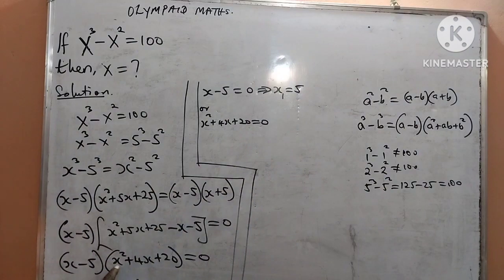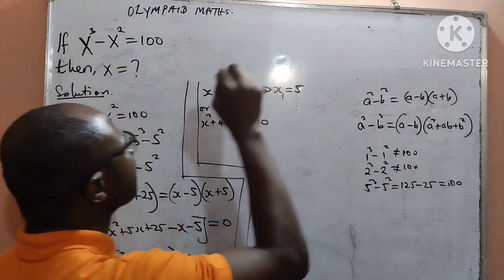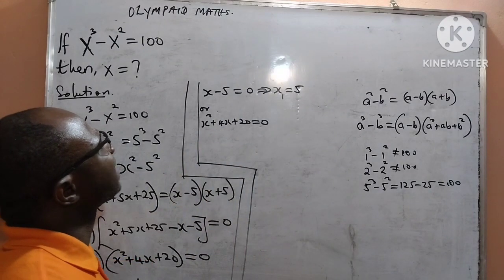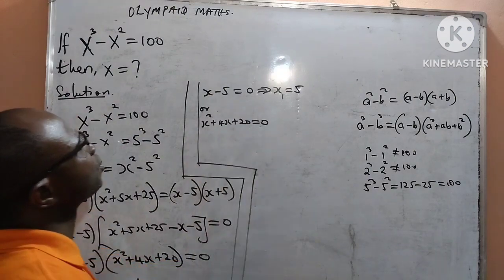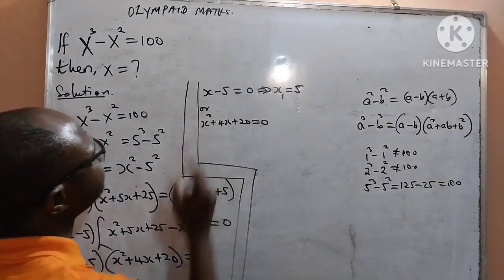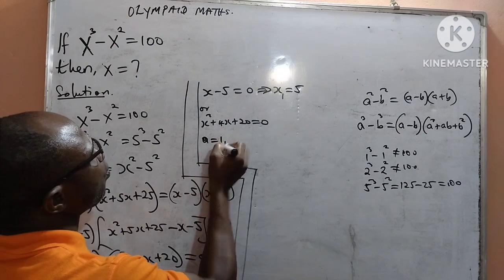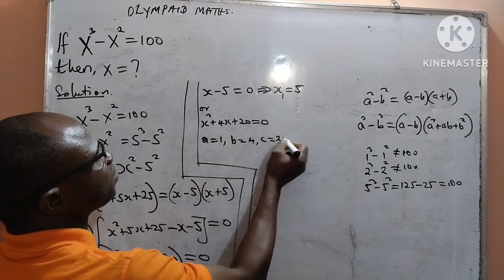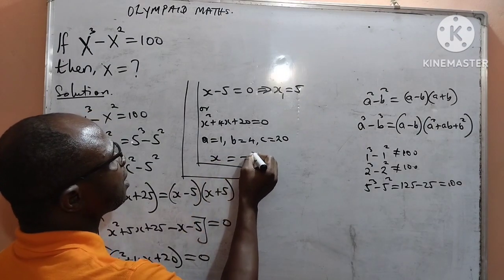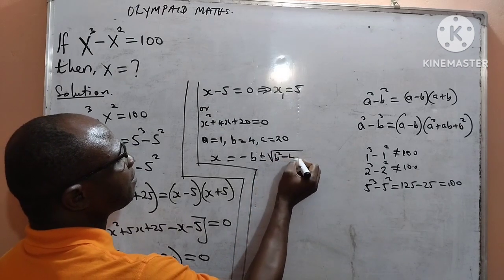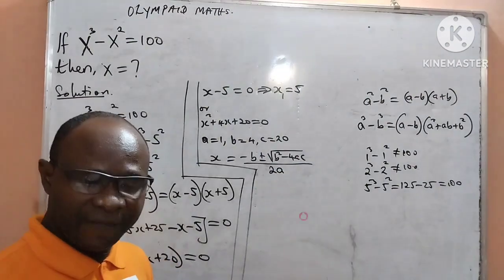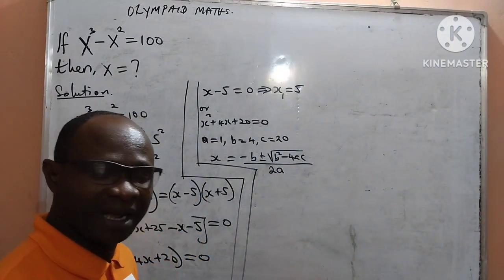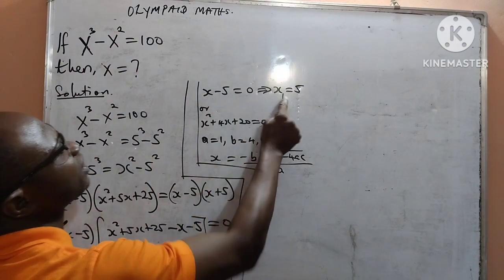We now go to the second bracket, which is x squared plus 4x plus 20 equal to 0. Looking at it, you can agree with me that this is a quadratic equation. Now, we are going to follow one of the quadratic methods, the quadratic formula. And from here, the value of a is 1, that is the coefficient of x squared, the value of b is positive 4, while the value of c is 20. But the quadratic formula says that x is equal to minus b plus or minus the square root of b squared minus 4ac, everything divided by 2a. Therefore, this time around we do substitution, and what are we substituting? The values of a, b, and c into the quadratic formula in order to get the remaining 2 values of x, since we have gotten the first one.